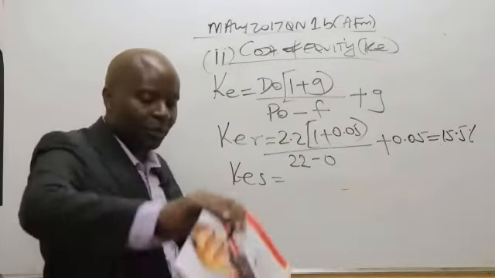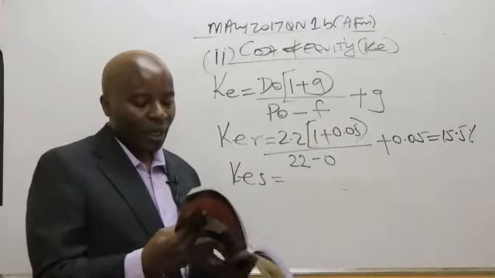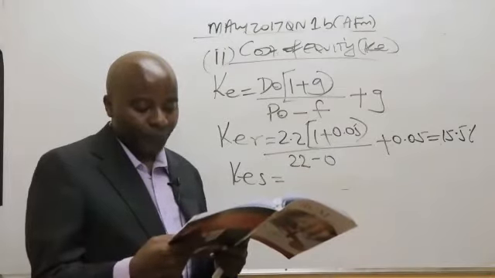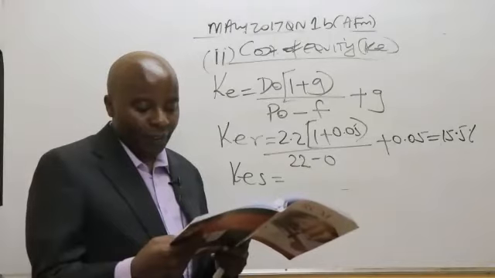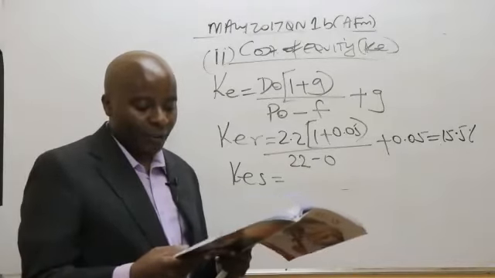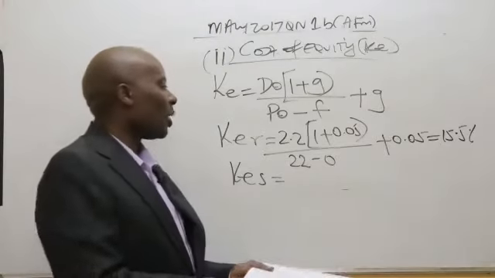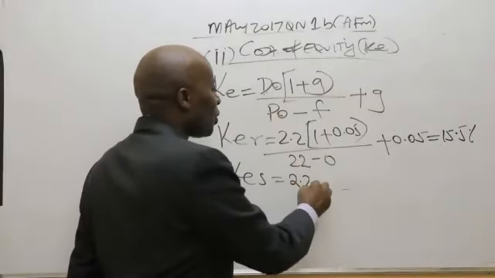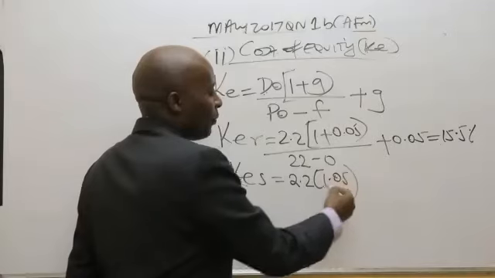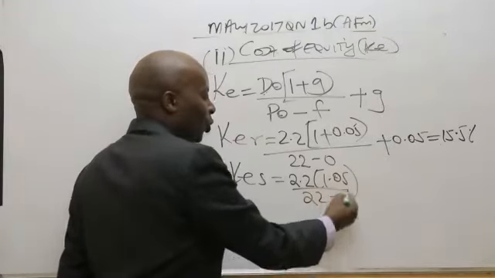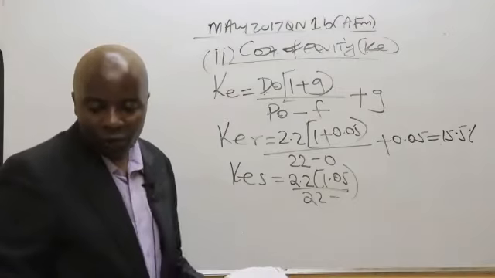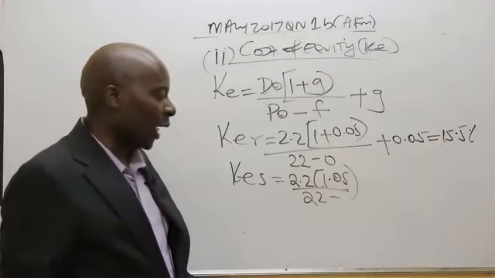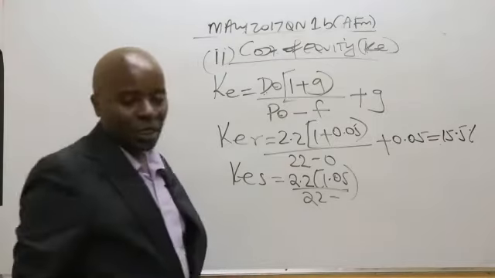Have they given me the flotation cost? Yes. So what I need to do to get the cost of equity of ordinary shares, I will take the D0. The D0 is 2.2 into 1.05 because I'll just combine the two, all over 22 minus the flotation cost. Flotation cost from Lucy is 10% of the current market price per share. 10% of 22 is 2.2.